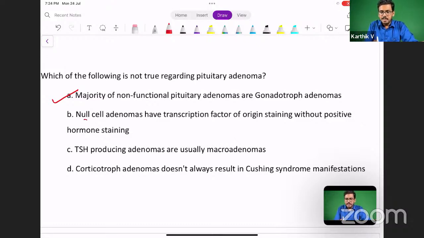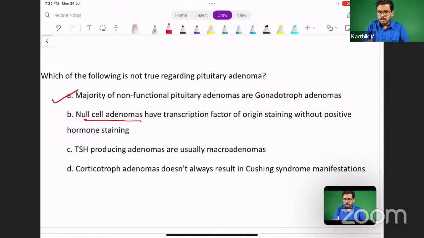Now, what is a null cell adenoma? Null cell adenoma means everything is negative. The hormonal staining is negative. Transcription factor expression is also negative. You know that the current WHO classification of pituitary tumors stems from the transcription factor-based classification. So which are the tumors derived from PIT1, which are derived from TPIT, which are derived from SF1 and GATA2, like that. So null cell adenomas mean no transcription factor staining, no hormone staining.